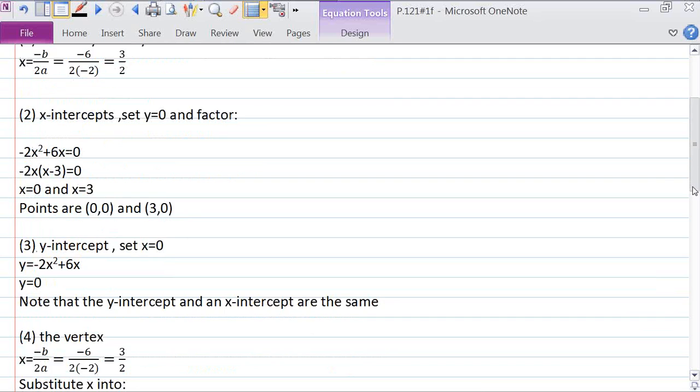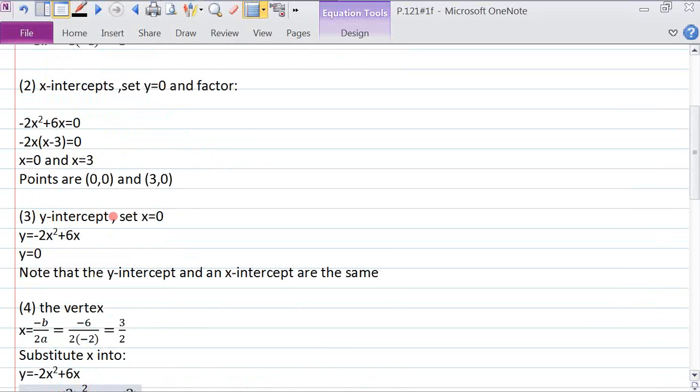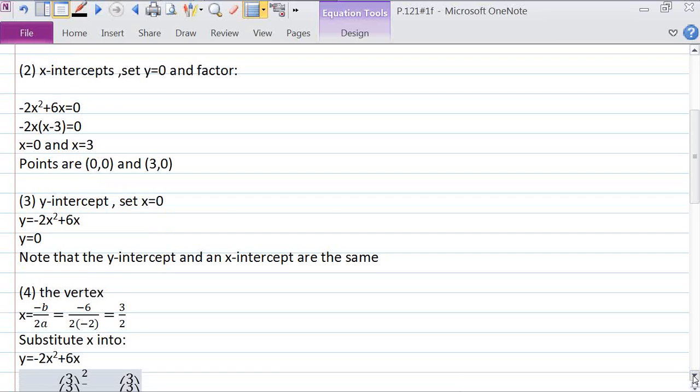Now we go to the y-intercept. When we want the y-intercept, we set x equal to 0 for this equation. And if the x is 0, this first term is 0, and also the second term is 0, and so the sum is 0. So when x is 0, y is 0. So we see here that the y-intercept and one of the x-intercepts are the same. You see, we've got 0, 0 for the y-intercept. That happens to be the same as one of the x-intercepts.